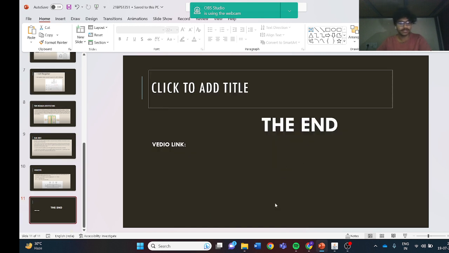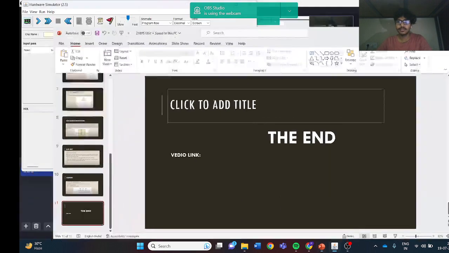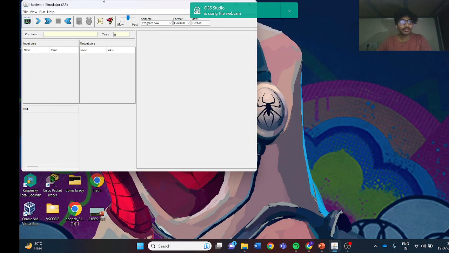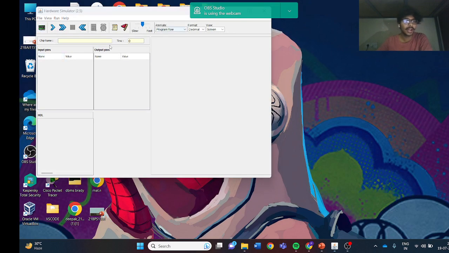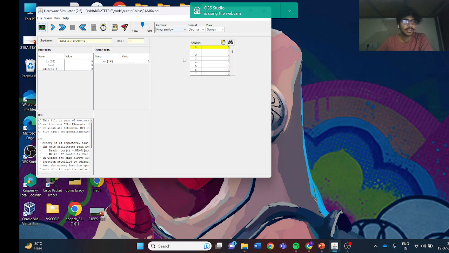Let's go to the simulation part. First, you open up your hardware simulator and load the chip. We'll load RAM64. Now we can see the chip is loaded.